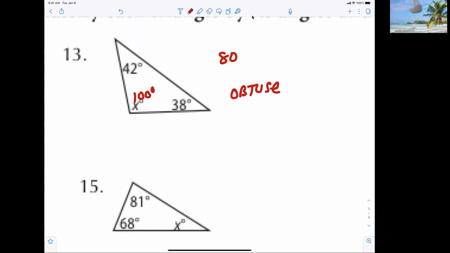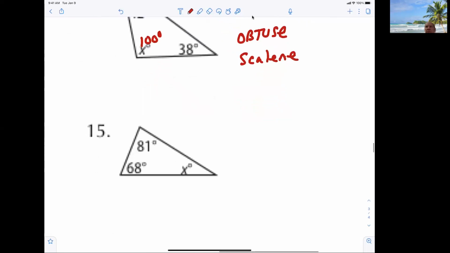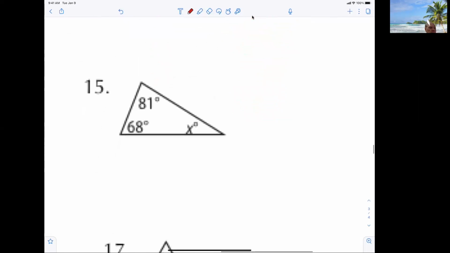Are any of the sides the same? Good job. Obtuse and scalene. All right, so I need help with 15. Jolie.